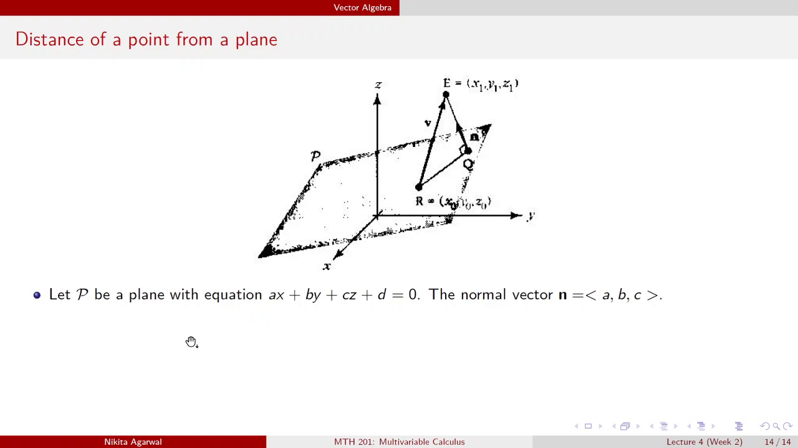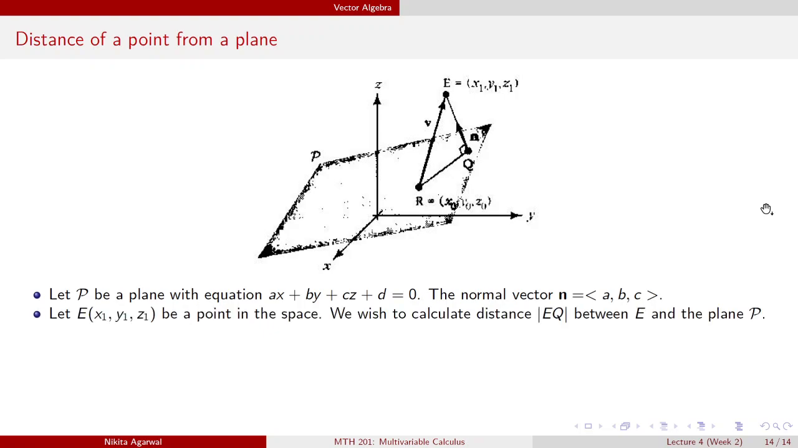So let P be a plane with equation ax plus by plus cz equal to d. Then what is the normal vector? The normal vector is the coefficients of x, y, z, which is a, b, c. Now let this point be x1, y1, z1. We wish to calculate this distance EQ between E and the plane P.